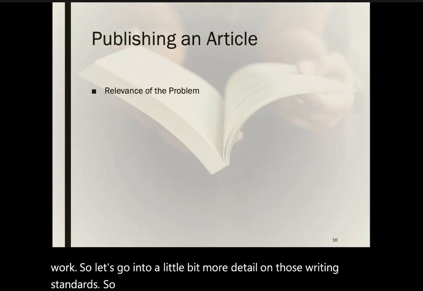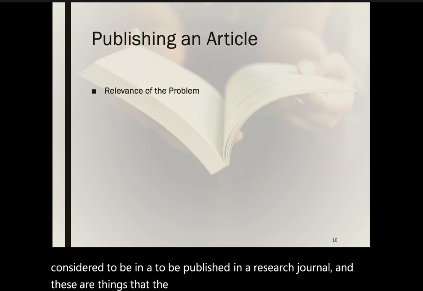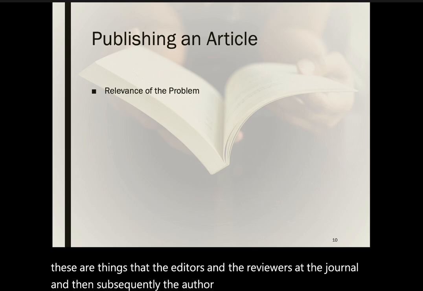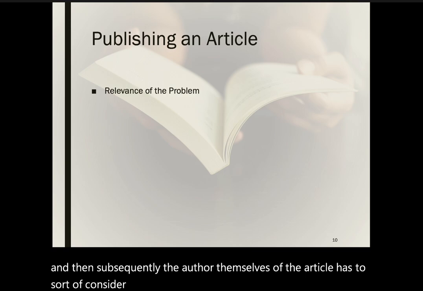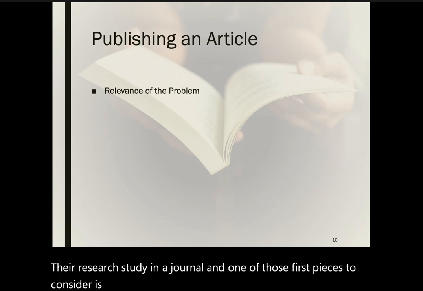So there are many different things that have to be considered to be published in a research journal. And these are things that the editors and the reviewers at the journal, and then subsequently the author themselves of the article, have to consider when attempting to publish their research study in a journal. And one of those first pieces to consider is the relevance of the problem.